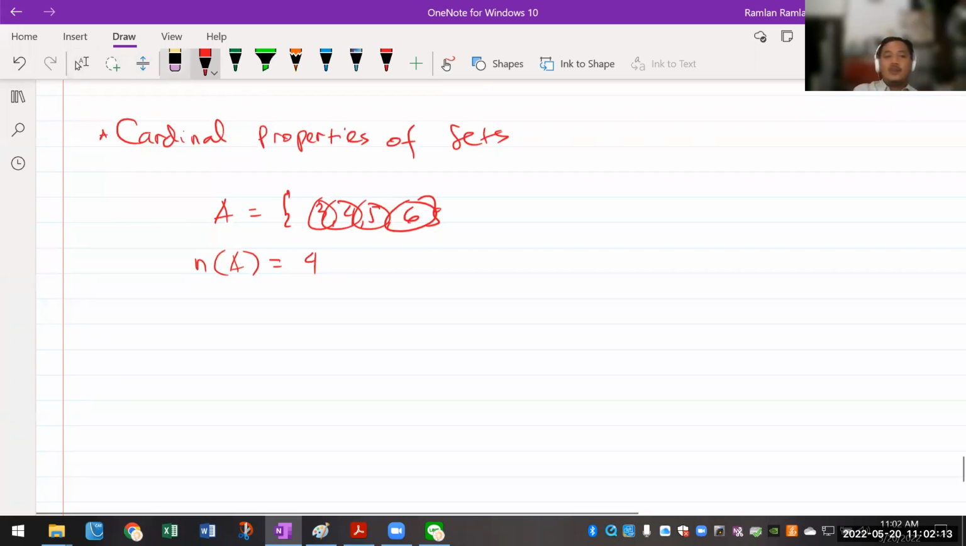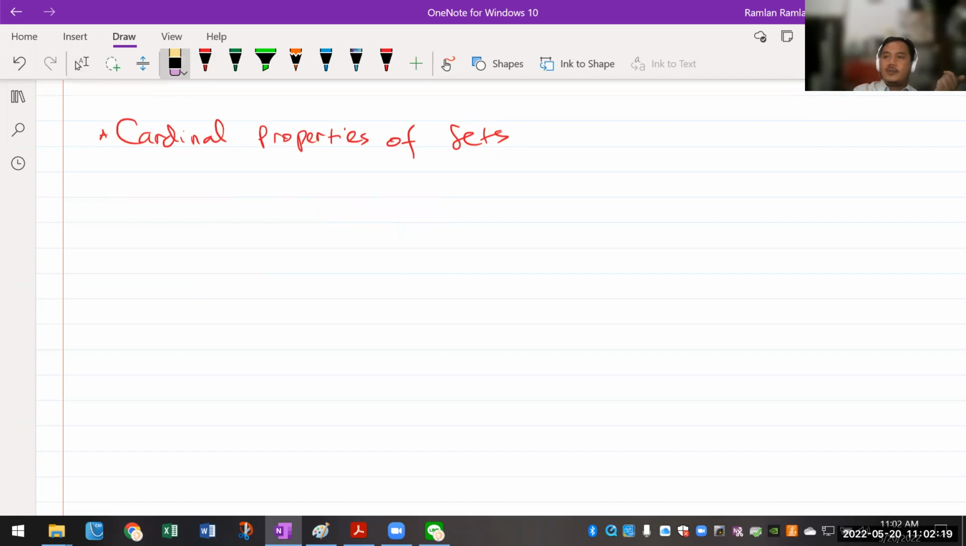Okay. So ini nggak usah ditulis nggak apa-apa ya guys. I'm gonna erase this. This is just an example. So the example of cardinal properties of a set is like this. Okay. I'm going to write down something here. So I'm gonna go straight to the example, guys.